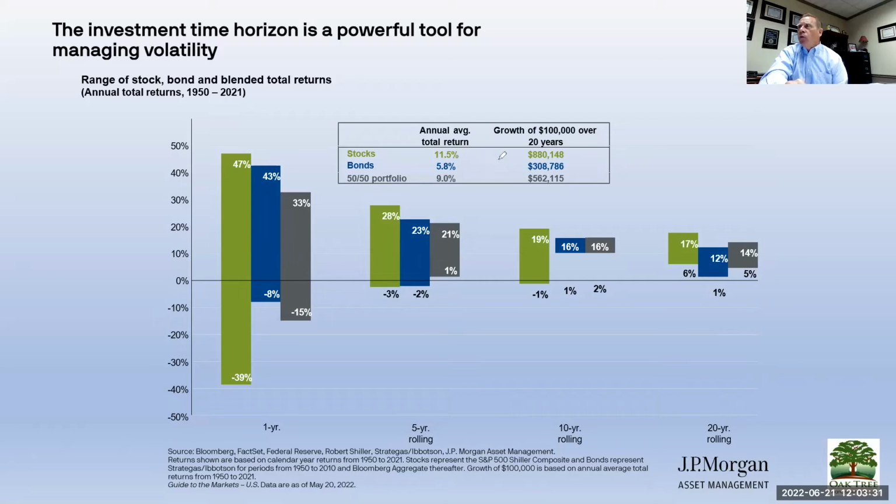So we have ranges. If you're all in stocks, and that's why we don't want you all in stocks, you can see some big variations. Now, if you're all in bonds, you can have some variations. If you're in a combination portfolio over time, what we're going to find is that our fluctuations aren't going to be as much.